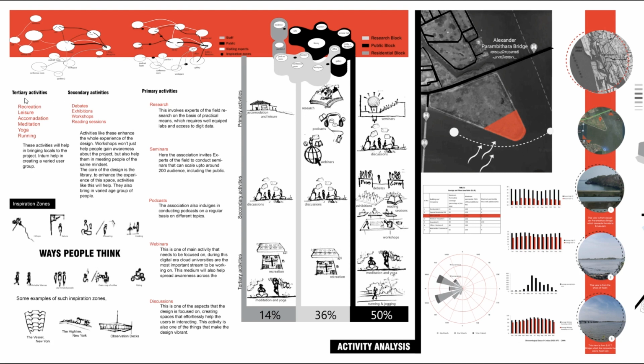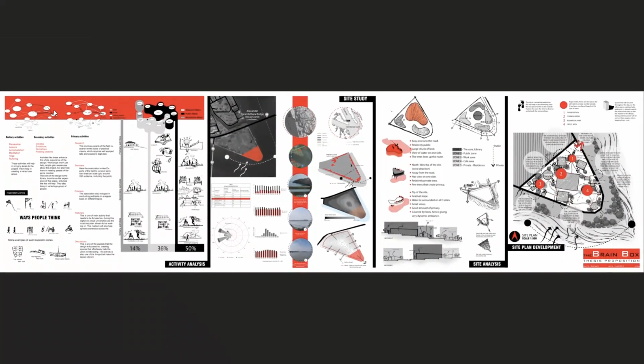Activities like these enhance the whole experience of the design. And then coming to the tertiary activities, they have recreation, leisure, accommodation, meditation, yoga and running. Inspiration zones are the zones or pockets which enhance or provide an ambience for the act of thinking. To design such a zone, I've taken these examples of spaces where people naturally think: the hilltop, the shower, the cup of coffee, and group discussions. So the final aim is to study the subtle characteristics of these spaces.